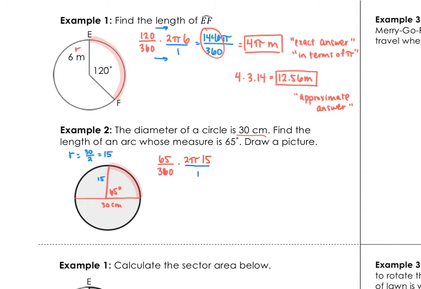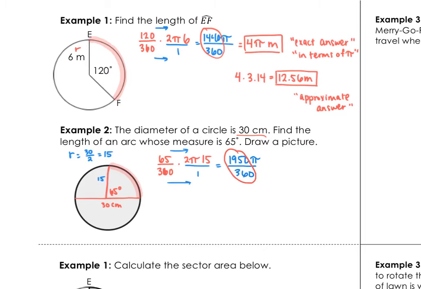Okay, so to simplify, we're just going to multiply everything straight across. So my answer in terms of pi, we're just going to multiply the numbers. So 65 times 2 times 15 is 1950. So 1950 pi. And then 360 times 1 is just 360. And now we're just going to simplify this. So 1950 divided by 360.